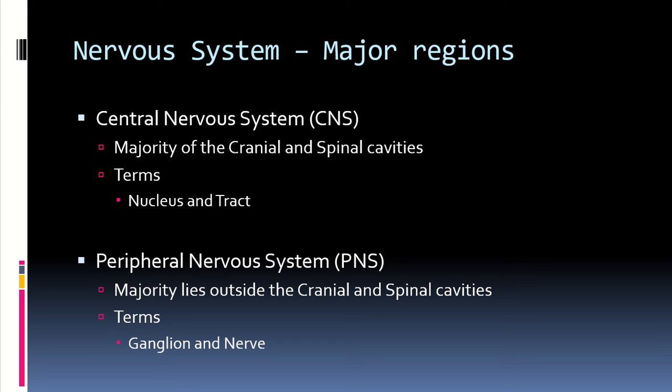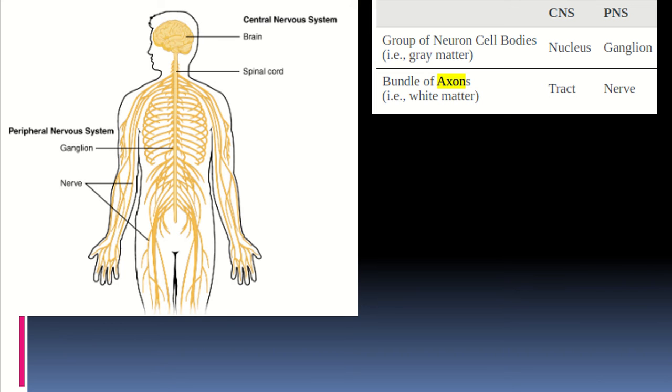And there will be four terms which are very, very similar. For the central nervous system, there's going to be nucleus and tract, and then for the peripheral nervous system, ganglion and nerve. Now, essentially, nucleus and tract, they're effectively the same thing, as well as ganglion and nerve. It just depends on whether we're talking about the central nervous system or the peripheral nervous system.